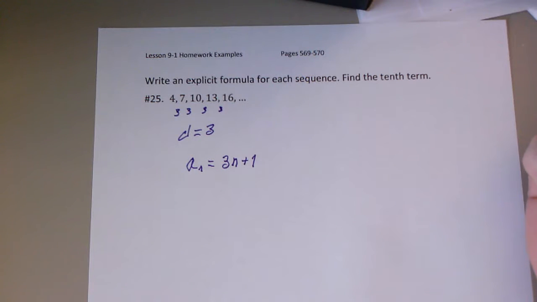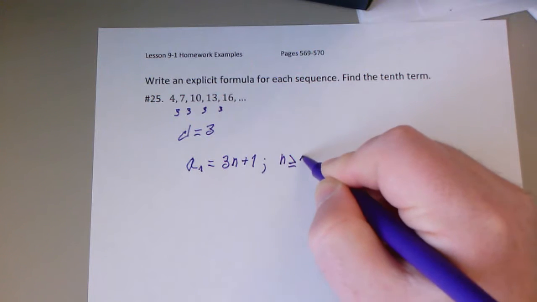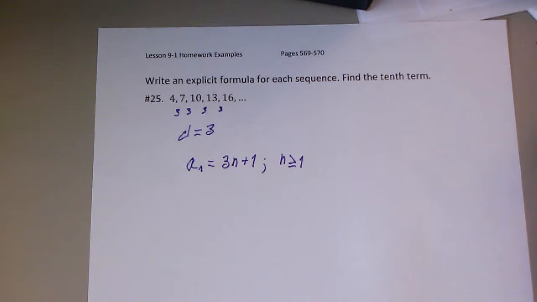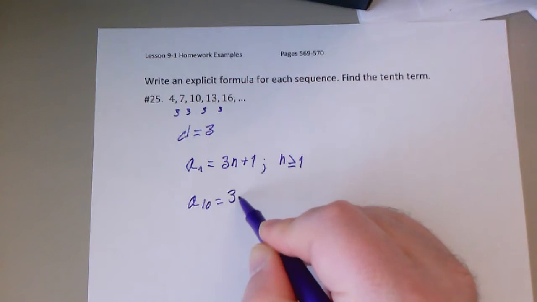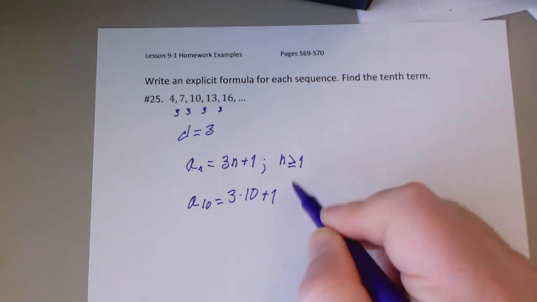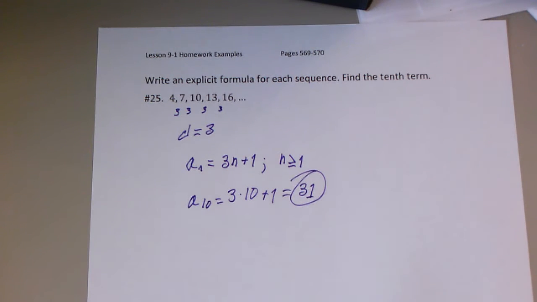Okay. We also need to say, though, that we're going to start at n equal to 1, and we're going to use all the numbers greater than that. So n is greater than or equal to 1. We're stating essentially the domain. Okay. So the 10th term is going to be 3 times 10 plus 1. That's 31. And that's our answer.